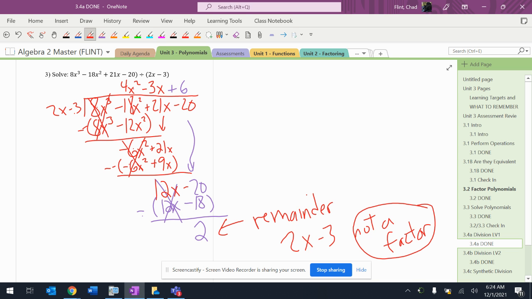Okay, now it didn't ask me that, but it could ask me that in part of these problems. It could say, is this a factor? You can go through and do long division to see if it's a factor. So it gave me a remainder.